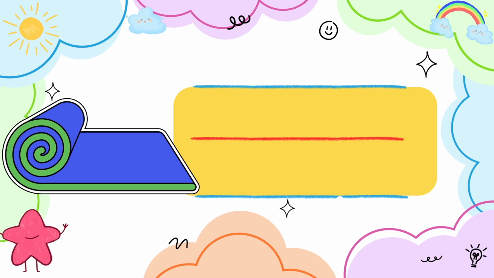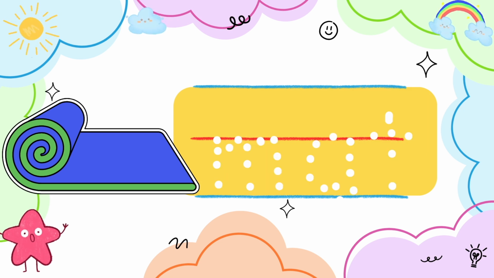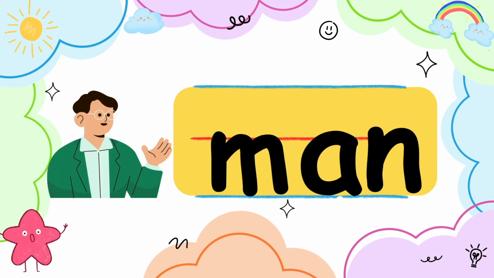Okay. Let's do the tracing again. As I said, let's follow the arrows. Let's begin from letter M, letter A, and letter T. All right. Next, man, man. Your turn.